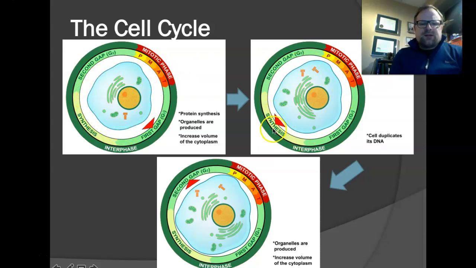When we move into synthesis, the DNA inside the cell nucleus duplicates. Then when we move into gap 2, or the second gap phase, more organelles are being produced. Notice how there are more mitochondria now than there were here or here. Notice how the endoplasmic reticulum is increasing. We now have two centrioles instead of the one we started with. All of these things are happening, and the volume of the cell continues to increase. That increase in the volume of the cytoplasm means that we're pumping more nutrients into it, getting ourselves ready to do that actual division.